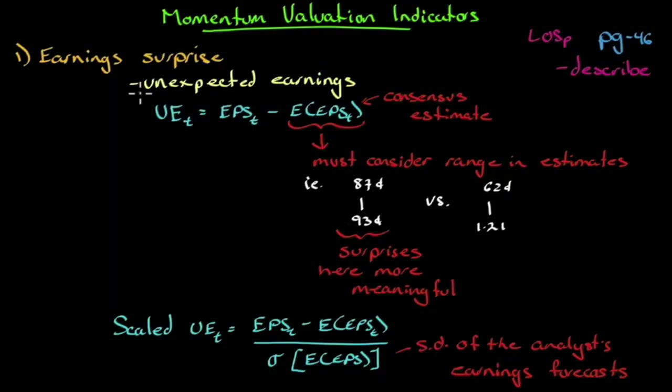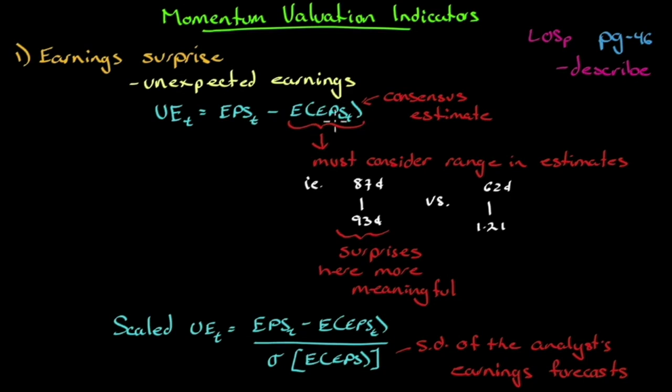Okay, so our next topic here, learning objective P. I just came off a union tirade saying I don't like unions or technical analysis, and bang, here's some technical analysis. Momentum valuation indicators. Number one, earnings surprise, also called unexpected earnings. Unexpected earnings, UE, for whatever time period, is simply the actual EPS minus whatever was forecasted, whatever the consensus estimate is. So if the actual was $1.10 and the consensus was $1, you have an unexpected earnings component of 10 cents.